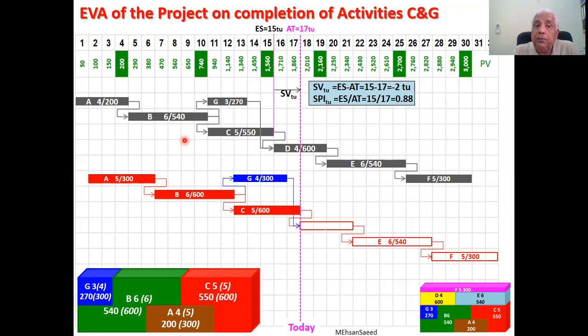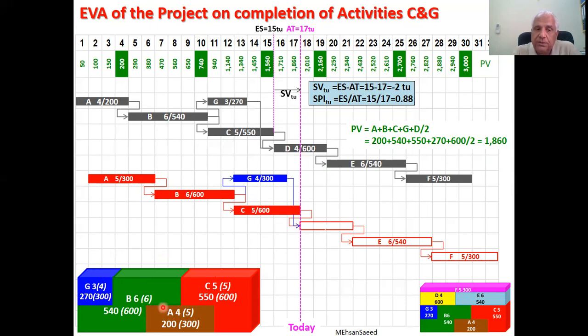As of today, we should have completed A, B, G, C, and half of activity D, which is 300. So if we do this, 200, 540, 550, 270, and half of activity D, the result is 1860. So our planned value is 1860. Have we achieved 1860? No, because what we have achieved is these activities over here.